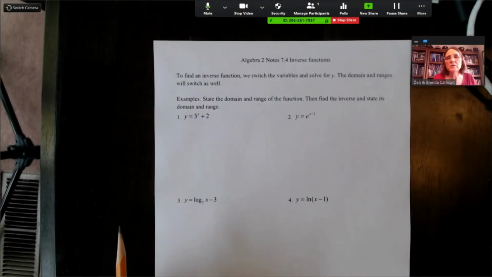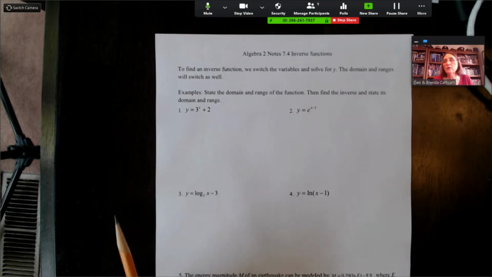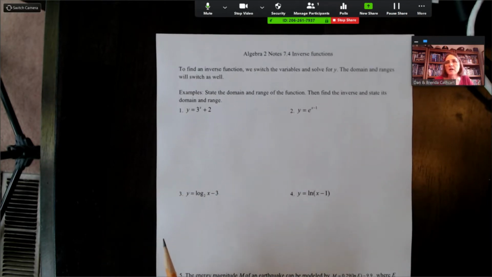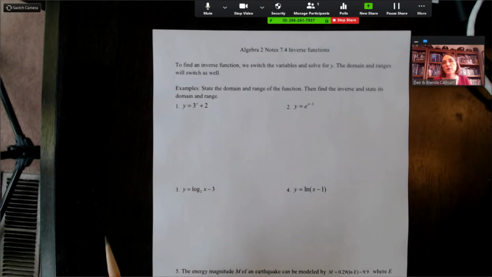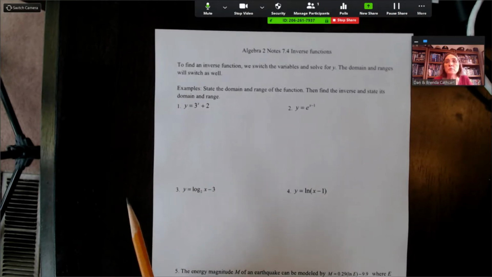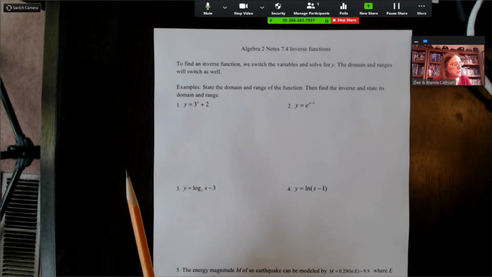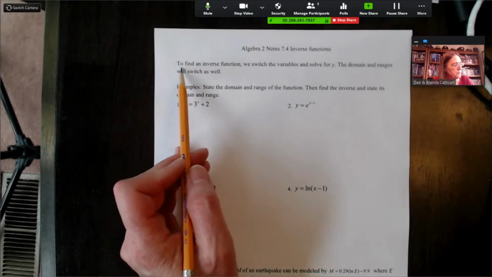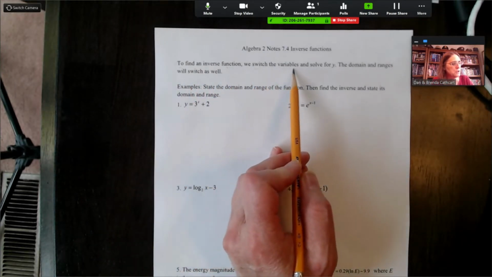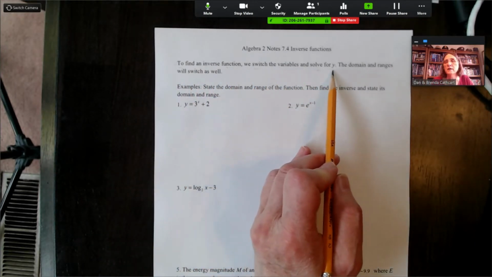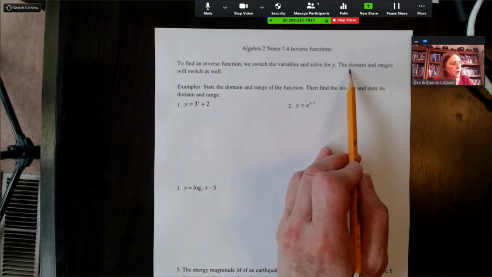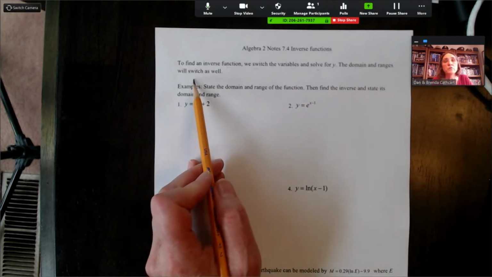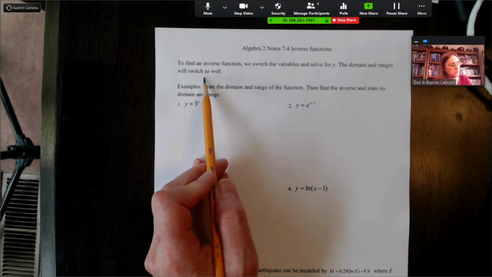This is an Algebra 2 lesson, and today we're going to look at logarithms as inverse functions and the graphs of logarithm functions. To remember how to find inverse functions, we need to look at this first. To find an inverse function, we need to switch the variables x and y and then solve for y. And when we find an inverse, we know that the domains and ranges will switch as well.